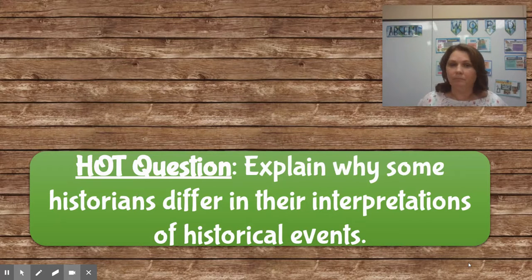So here's your question. Explain why some historians differ in their interpretation of historical events. I don't necessarily want examples. I want you to explain using vocabulary words why they would be different. Not an example. I don't want you to pick anything like the dogs or something like that. I want you to use vocabulary and explain to me why we feel differently. Okay?